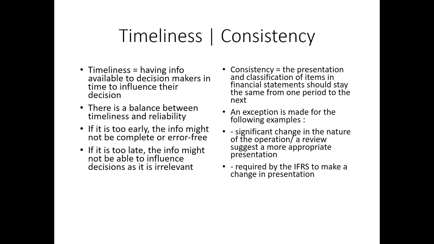Next is timeliness. Timeliness is shown by having info available to decision makers in time to influence their decision. There is a balance between timeliness and reliability. If it is too early, the info might not be complete or error-free. If it is too late, the info might not be able to influence decisions as it is irrelevant.